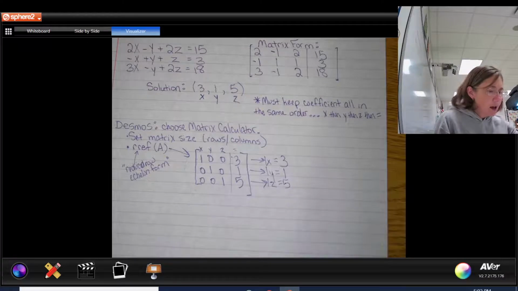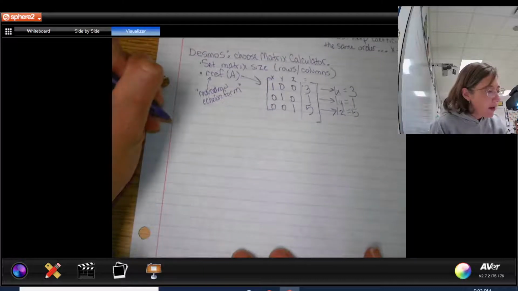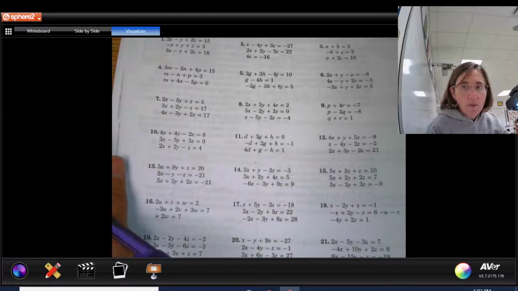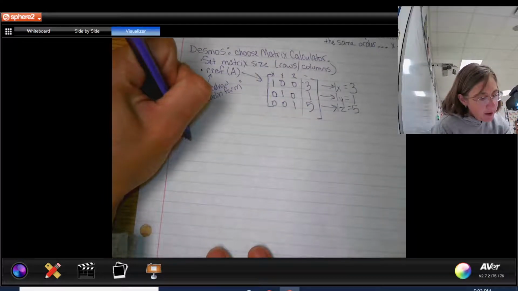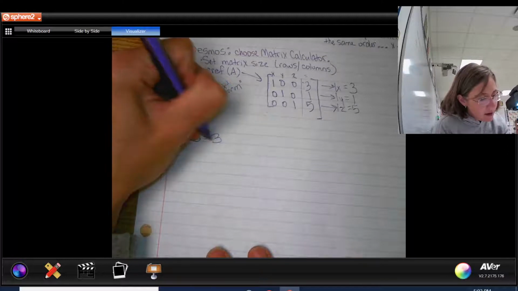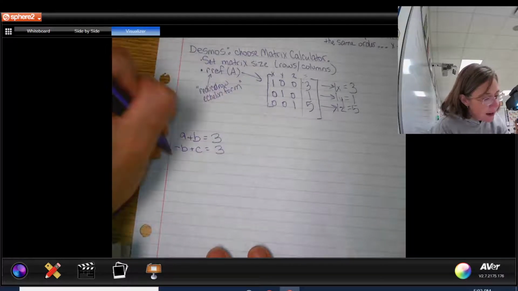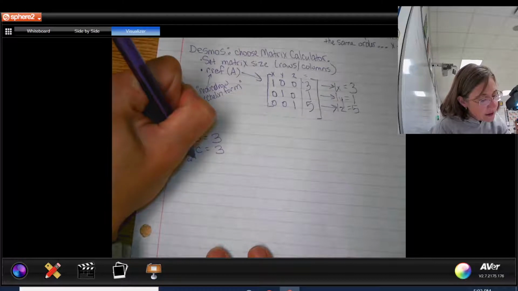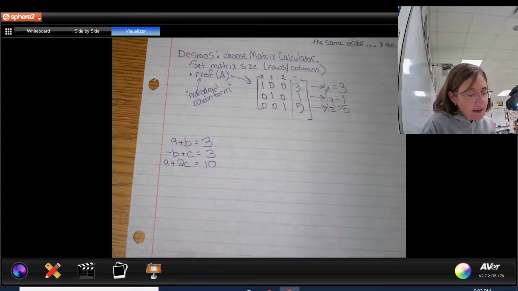Now I want to do another problem with you that we've already done. So this is number 3 from this worksheet that we pulled problems from for days. So we have A plus B equals 3, negative B plus C equals 3, and A plus 2C equals 10. So if we want to use technology to solve this, then we need to change it into a matrix so that we can talk to the computer or talk to the Texas Instrument graphing calculator.